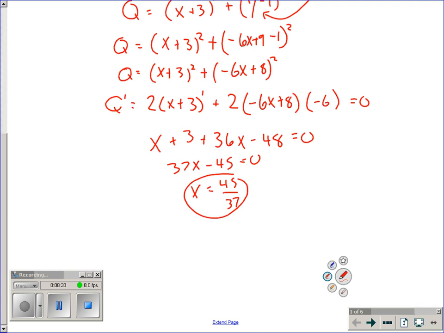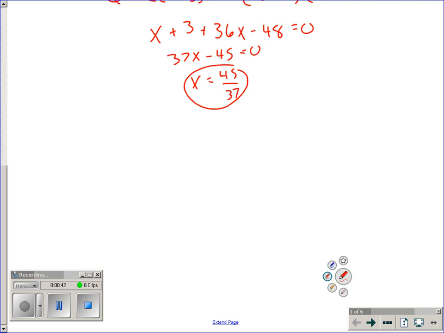So that's the x value on my curve that's closest to that point, negative 3, 1. If I want to figure out the y value, I can simply plug it back in. But before we do that, I think it's important that we test to see if that point is indeed a minimum. So I'm going to consider q prime, and I'm going to consider this point 45 over 37 on this number line.